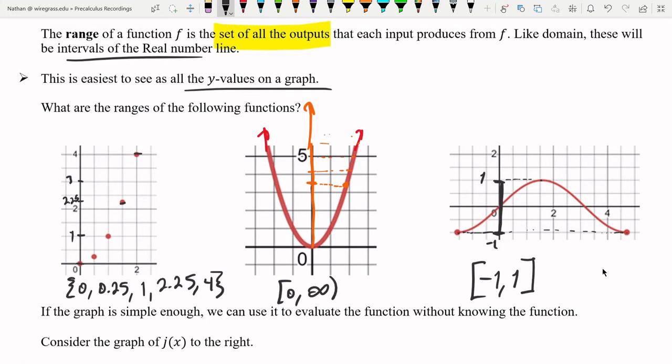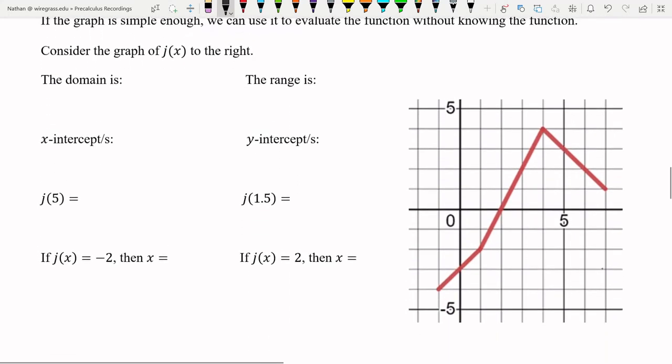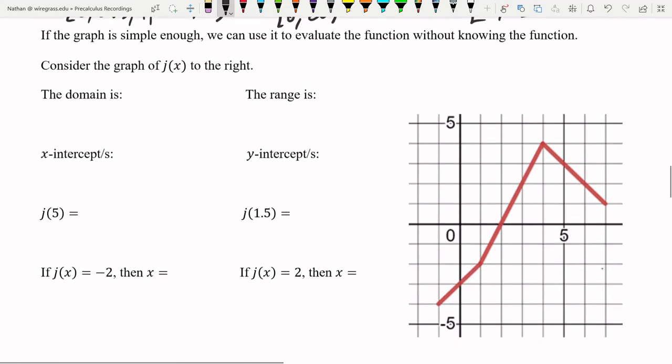Okay, so that's how you can see domain and range from the graph. If the graph is simple enough, actually, we can do more than just find the domain and range. We can also calculate values. So for the domain of this function here, it's a solid line. We're assuming that these endpoints are in there. They would have open dots if they weren't, but in this case, they're closed dots, so we're going to assume it hits both the endpoints.